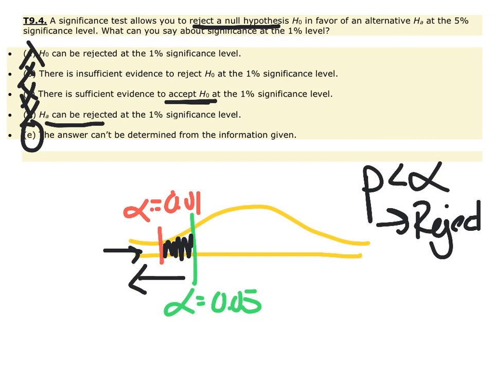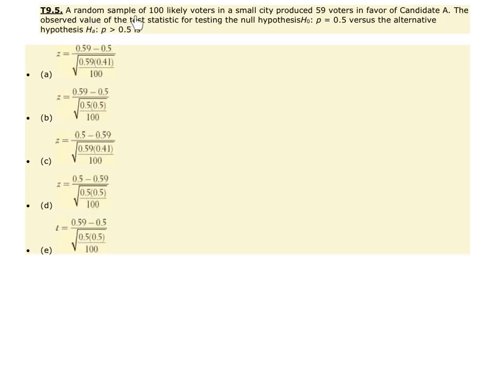Number 5, a random sample of 100 likely voters in a small city produced 59 voters in favor of candidate A. The observed value of the test statistic for testing the null hypothesis H sub O, P is equal to 0.05, versus the alternative hypothesis, H sub A, P is greater than 0.05. Now think about the test statistic at first. If you look at these options, does Z or T make sense? Now this is dealing with proportions. Proportions always uses a Z test.